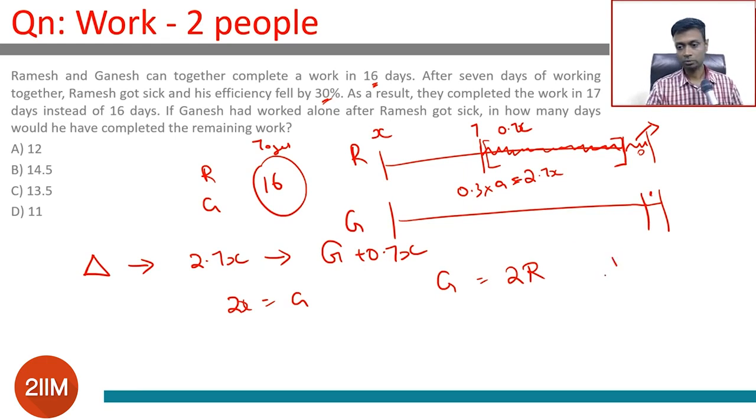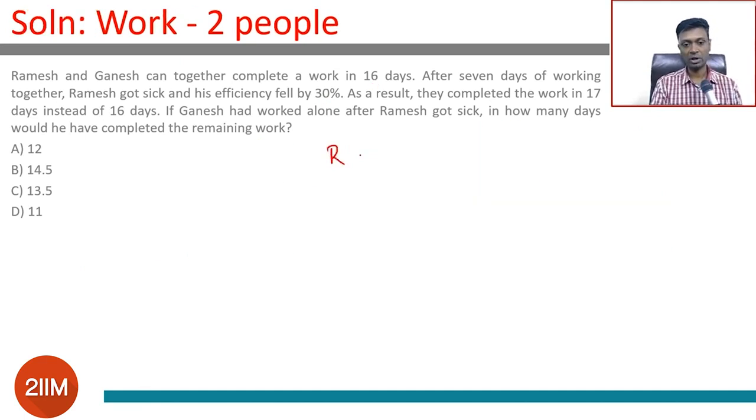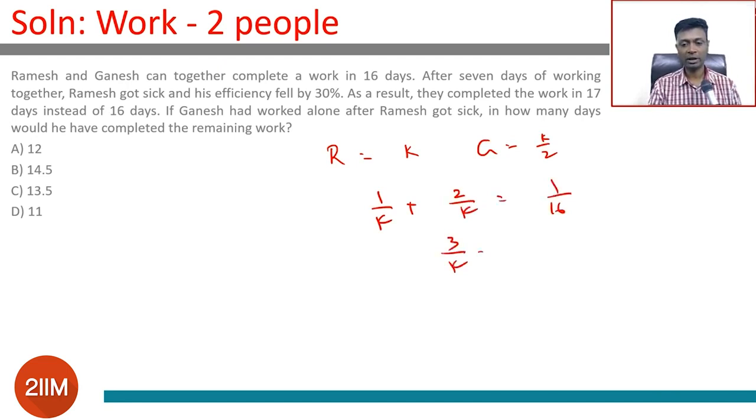Now we know that if r can finish it in r days, g can finish it in half the time. That much we know. Now we can come back to this equation and finish it off. And very simple. Now we know that Ganesh is twice as efficient as Ramesh. So therefore we can say if Ramesh takes say k days to finish, Ganesh will take k by 2 days to finish. 1 by k plus 2 by k equals 1 by 16. 3 by k is 1 by 16. k is 48. Ramesh can finish the task in 48 days. Ganesh can finish it in 24 days.